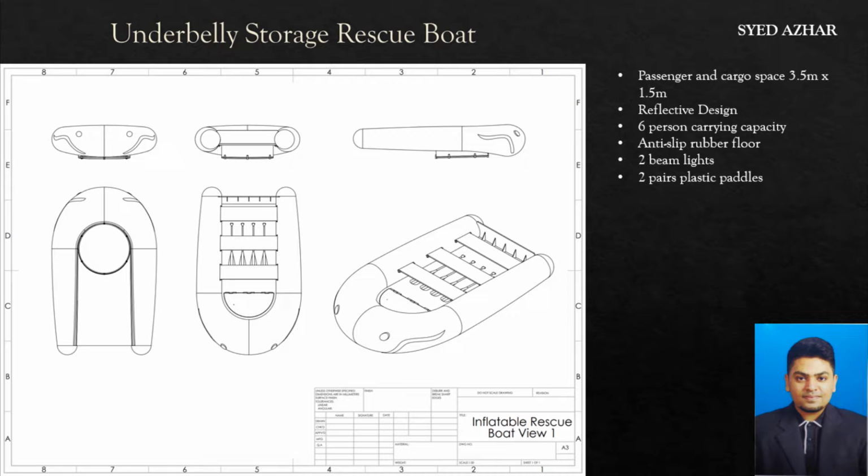The dimensions and features of the boat are derived from the questionnaire analysis, where the passenger and cargo space is 3.5 by 1.5 meters. It features a reflective design and has 3 rows of seats carrying 2 people per row, giving a total carrying capacity of 6 people. It features an anti-slip rubber floor, 2 beam lights in front, and 2 pairs of plastic paddles harnessed under the seats. Here we can see the renderings of the design.